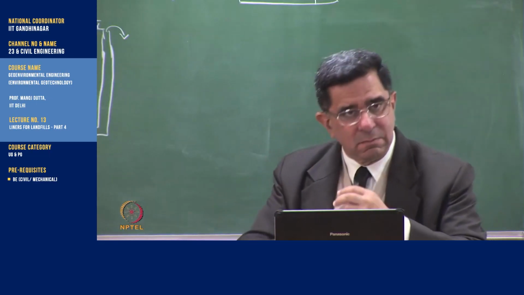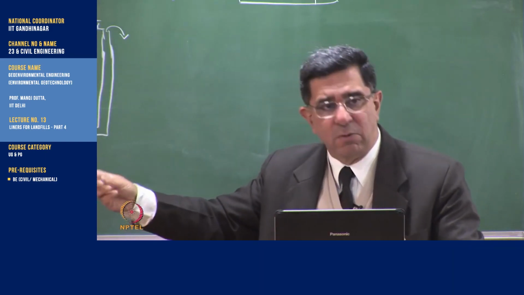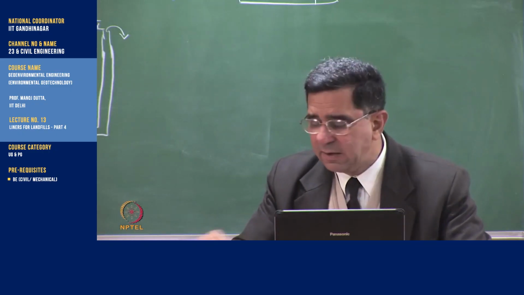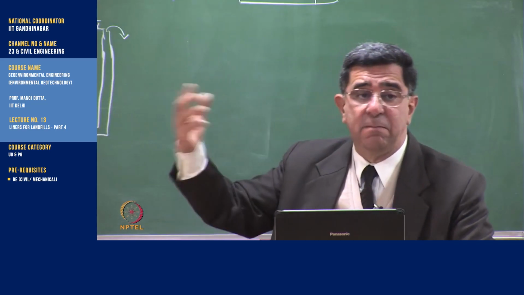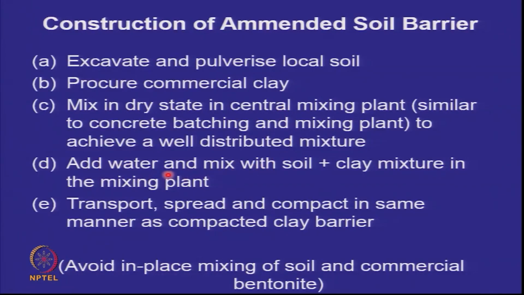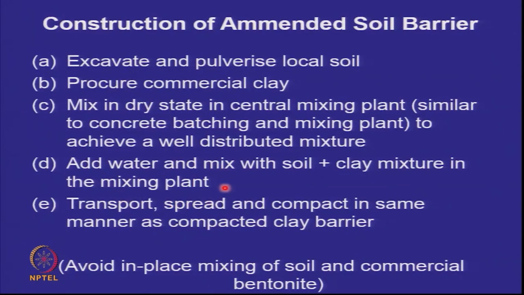But if it is finely ground and it's like powder, and you have the bentonite powder, then like cement will mix with soil in its dry pulverized state. That's the way it will mix. So mix in dry state in a central mixing plant. This is like a standard batching and mixing plant of a, say, a concrete production unit. Add the water after the dry mixing is complete so that there is well spread out bentonite in the entire matrix. Add the water and mix in the plant, then you transport and spread and compact in the same manner.